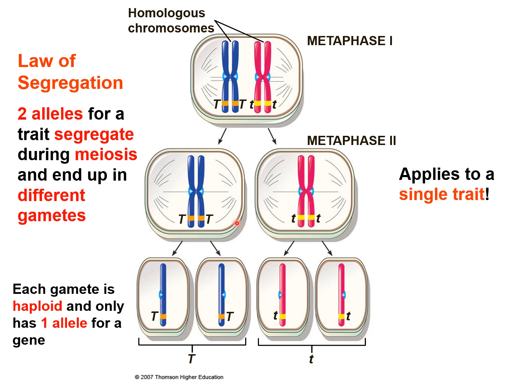And then in our second division of meiosis, we separate our sister chromatids, and you can see that half of our gametes will have big T and the other half of the gametes will have little t in them. So that's our law of segregation. We're just looking at a single trait, a single gene, maybe this height gene, and we're separating these two alleles, big T and little t, into separate gametes.